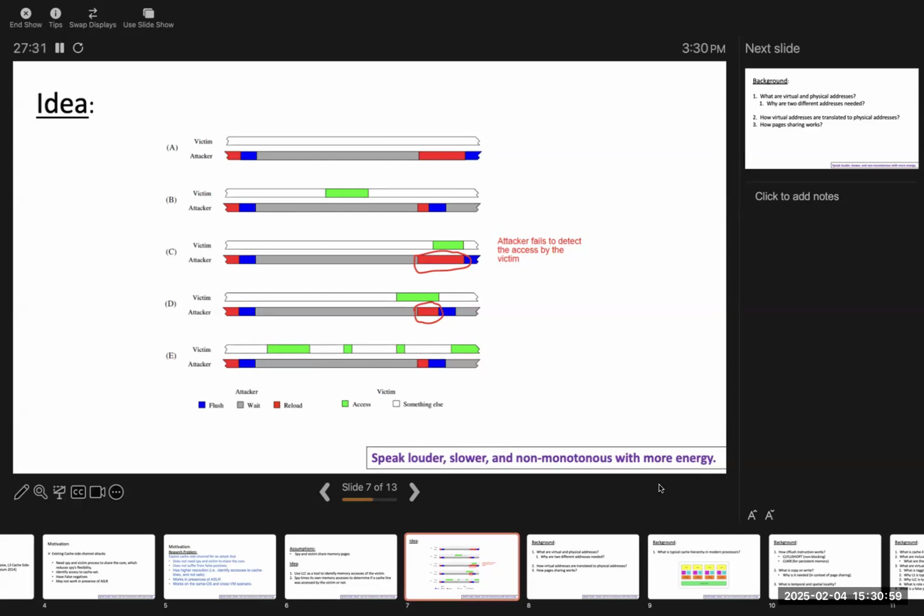Page is the term you use for virtual addresses in the virtual domain, and frame is for physical memory, but both have the same size. Typically this is 4 kilobytes, and this is also 4 kilobytes. Now, every process has its own virtual address space. Let's say this is process A, and similarly process B will have its own virtual address space.